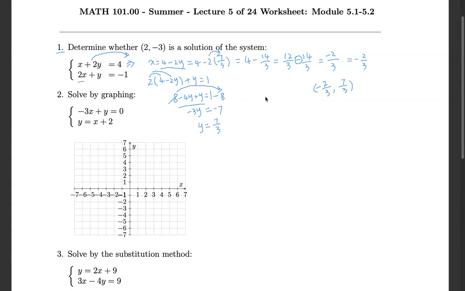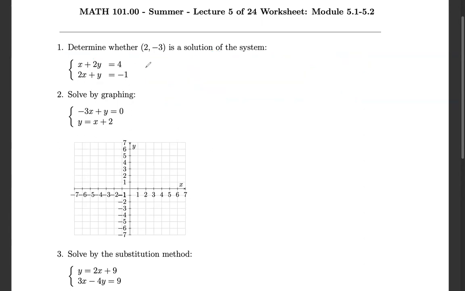So also I'm going to show you the elimination method, but let's check to see if (2, negative 3) is a solution. It's not actually, right? We can tell. The solution is this. It's only one solution. So this one is not a solution. But how do we check? We don't have to go this far to check. We see, okay, so this is the x value. This is the y value.